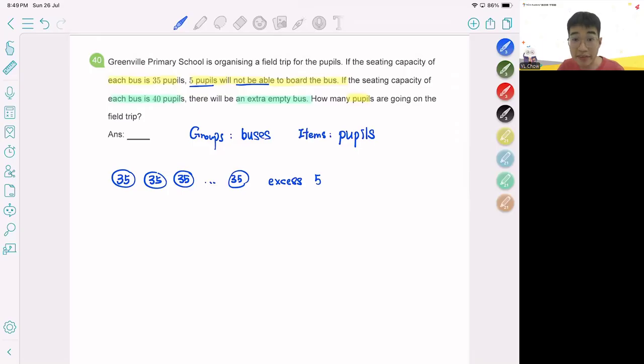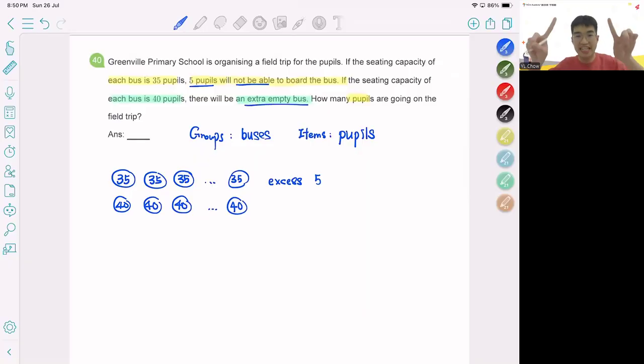Now, let's look at the second scenario. If each bus has 40 pupils, this time you have 40 in a group, 40 in a group, and so forth. Take note, the number of buses in both cases did not change. Ideally you want to give each bus 40 pupils. If you do, you realize that there's an extra empty bus. Now, a lot of students, when they see this, will think, oh, extra. It's an excess. And it's excess one bus, so it's excess one.